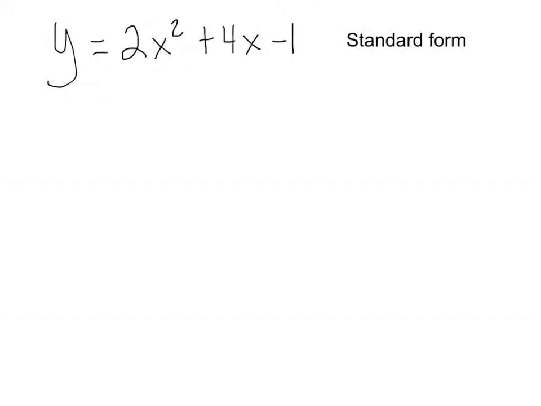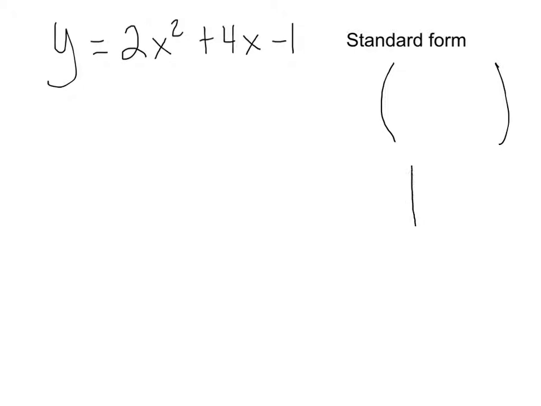So what I have here is a standard form equation, and I want to know what the vertex is. I am not capable of just looking at this and saying, oh, the vertex is 4, -1, because it's not. When it's in vertex form, you can just look at it and know the vertex. But when it's in standard form, you cannot. When it's in standard form, you have some calculation to do.